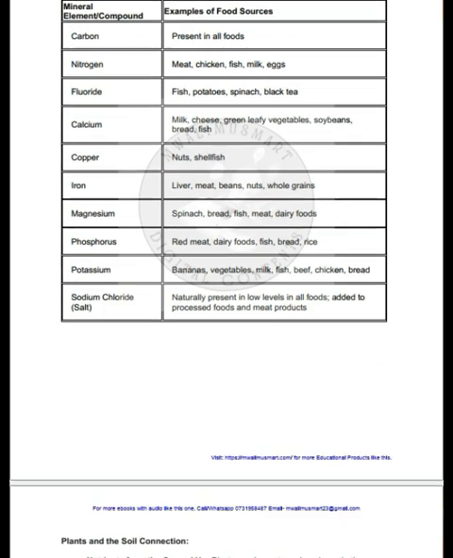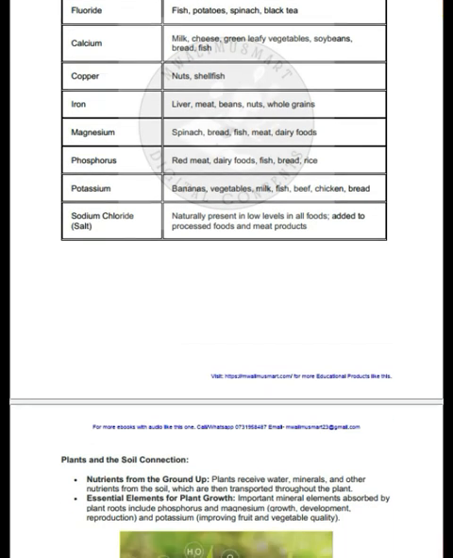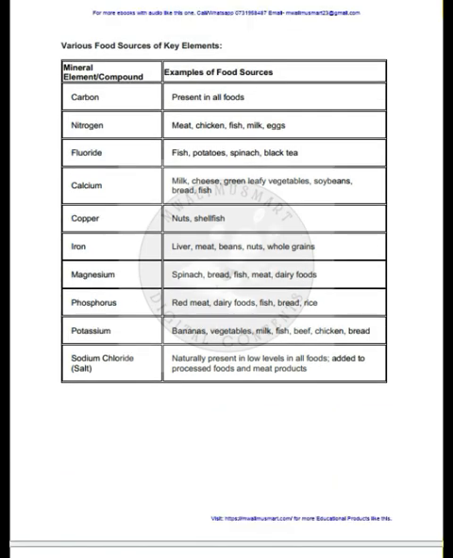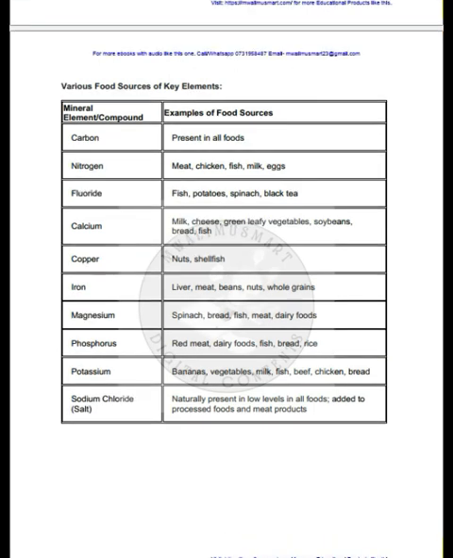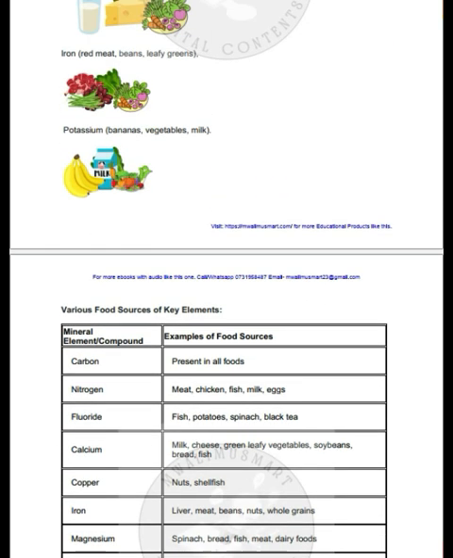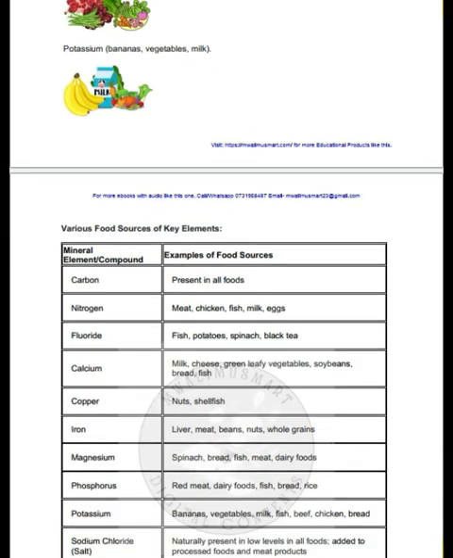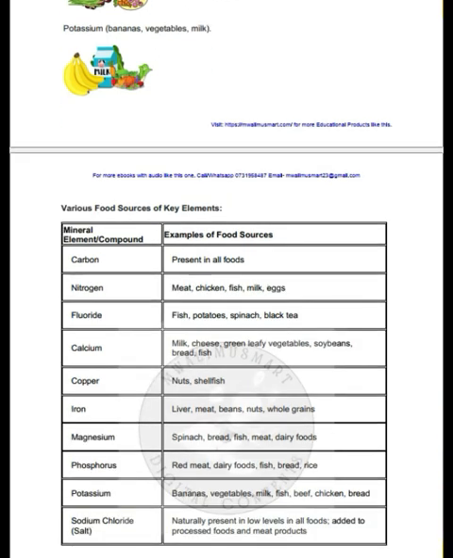Various food sources of key elements. Mineral element, compound, examples of food sources. Carbon, present in all foods. Nitrogen: meat, chicken, fish, milk, eggs. Fluoride: fish, potatoes, spinach, black tea. Calcium: milk, cheese, green leafy vegetables, soybeans, bread, fish. Copper: nuts, shellfish. Iron: liver, meat, beans, nuts, whole grains.